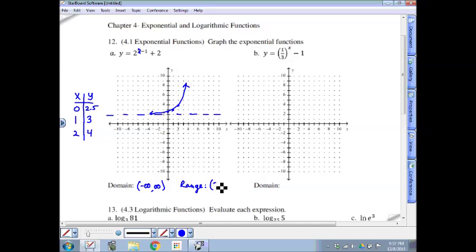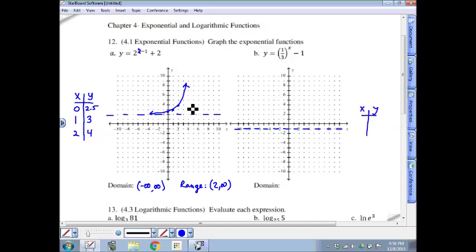So the range, or y values, start at 2, not including 2. Notice it's a parenthesis: (2, infinity). Now part B, this -1 on the outside of the function means that the whole graph, including the horizontal asymptote, moves down 1 unit.